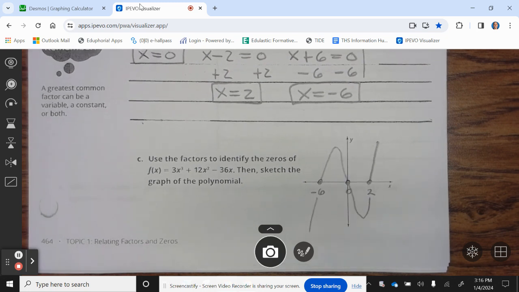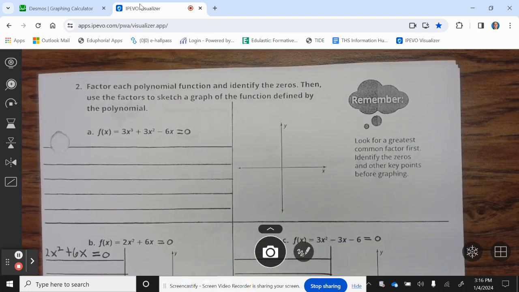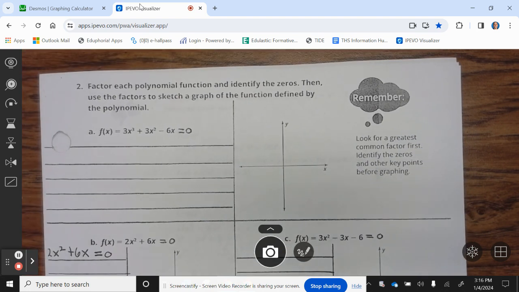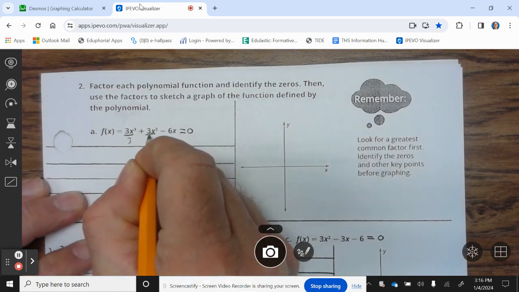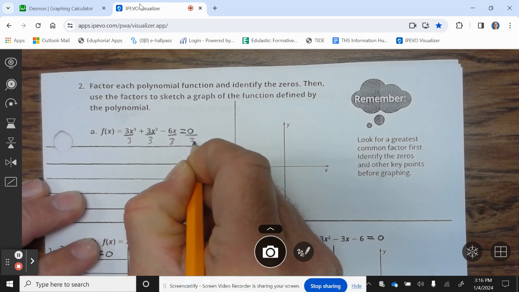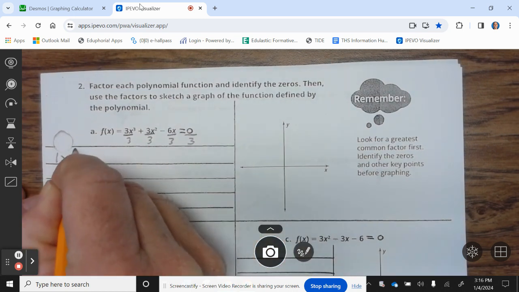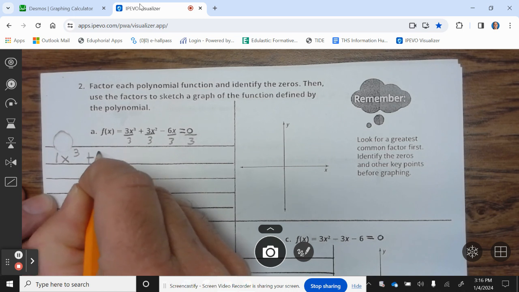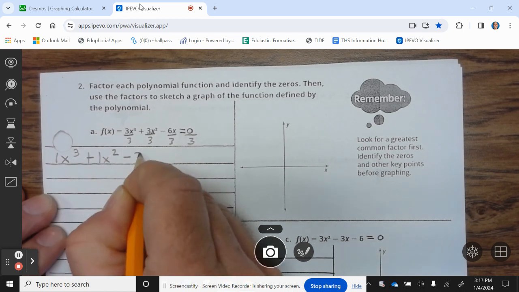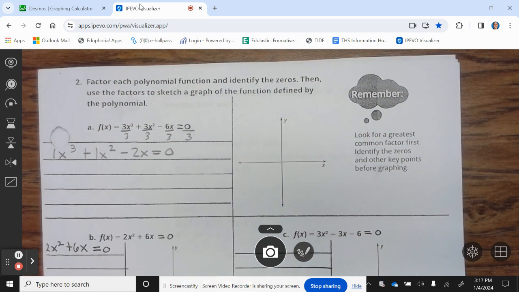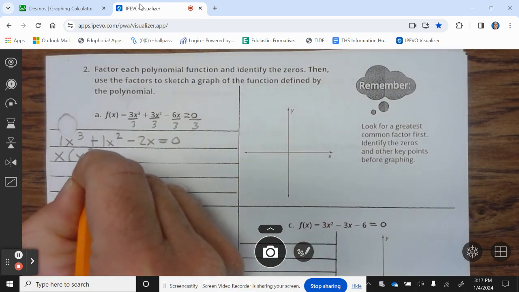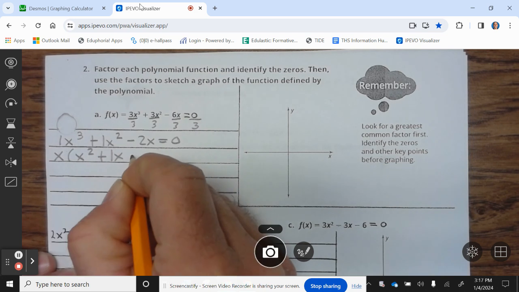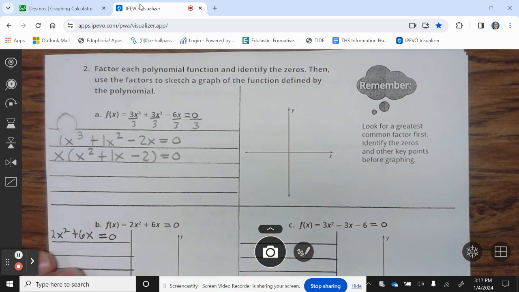All right, let's take a look at the next page. Factor each polynomial function and identify the zeros, then use the factors to sketch a graph of the function defined by the polynomial. All right, like the previous example, we can divide each of the terms by 3. So then that's 1x cubed plus 1x squared minus 2x equal to 0. And then we can factor out an x from each term, so that becomes x times x squared plus 1x minus 2 equal to 0.